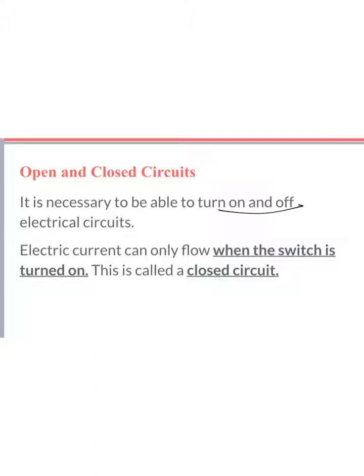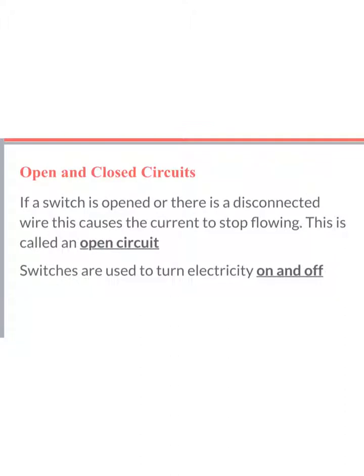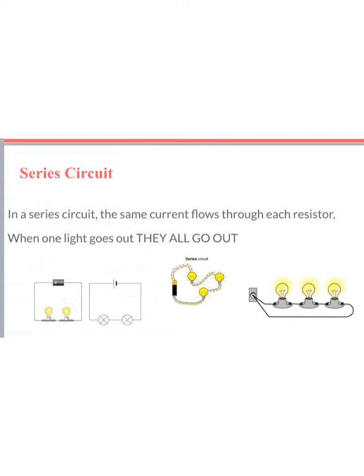Electrical current can only flow when the switch is turned on, and that is called a closed circuit. When the switch is turned off, or it's open, that is called an open circuit, and the electricity is off. So we're going to talk a little bit about two types of circuits.